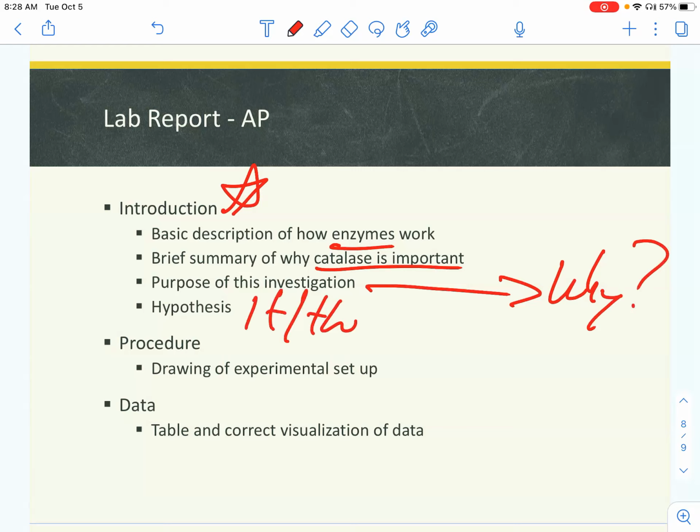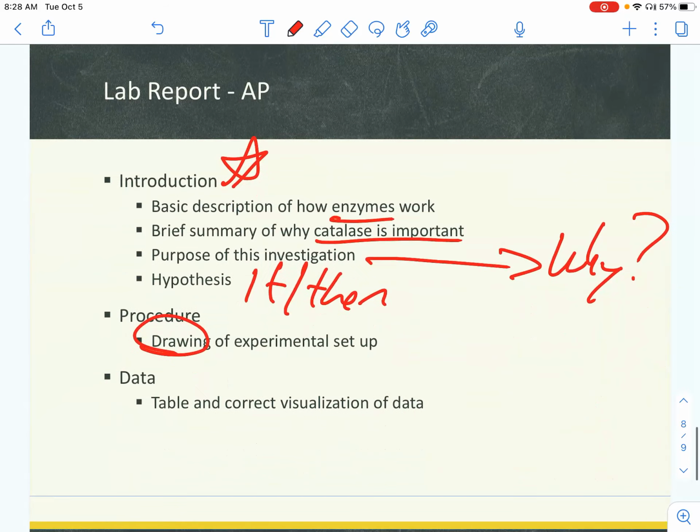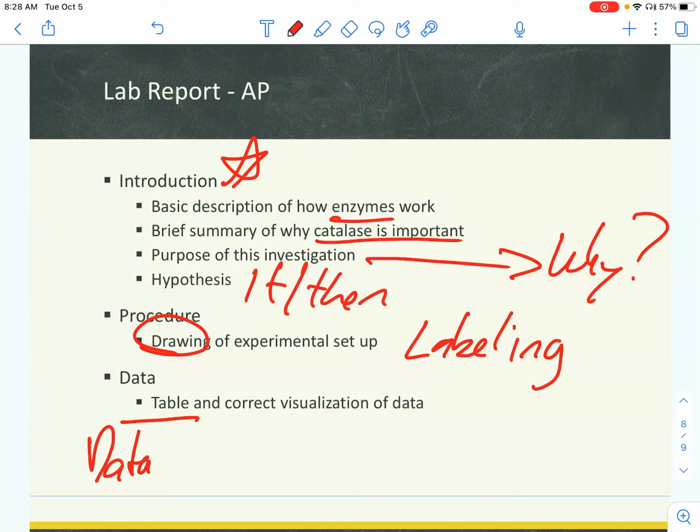Hypothesis is an if-then statement. I do want you to draw your experiment, the test tubes, and draw and label it. Labeling would be good here, so I should be able to look at your picture and understand exactly what you did. Then a table showing your data, and then a correct graph, okay? A correct visual representation of your data. And I'm not really going to give any hints with that. I do want you to think about the best way to tell a story using your data.